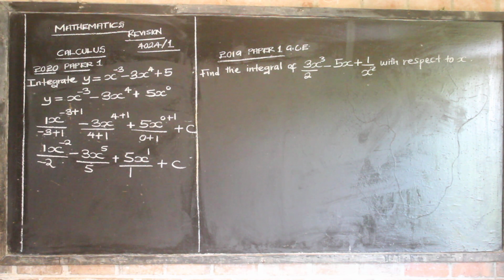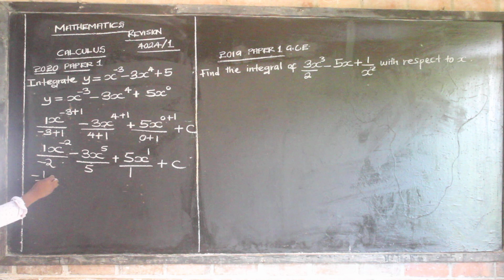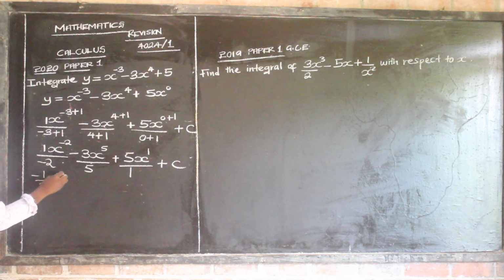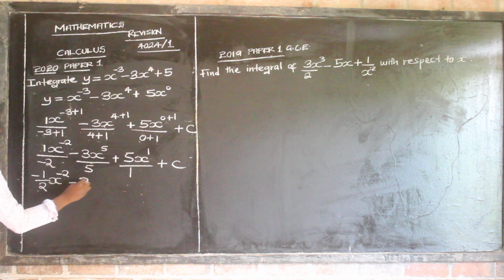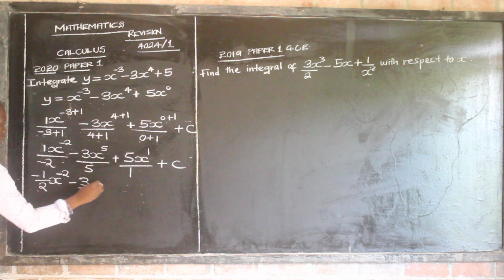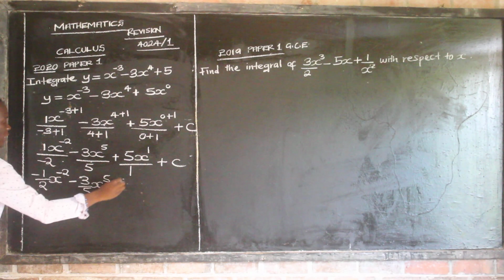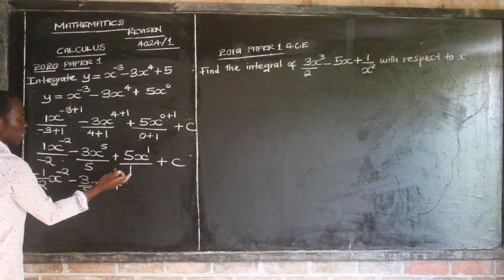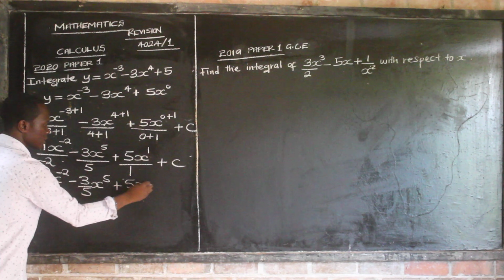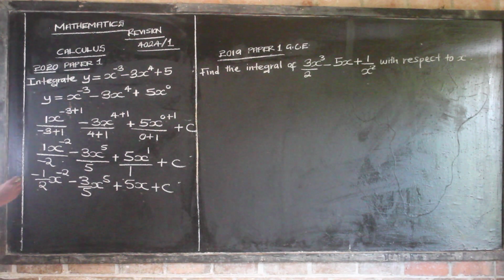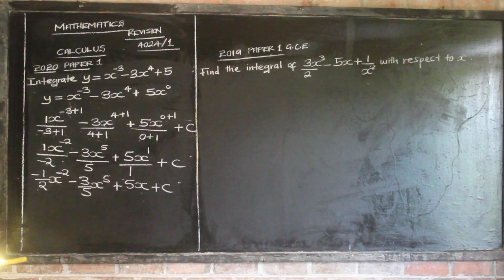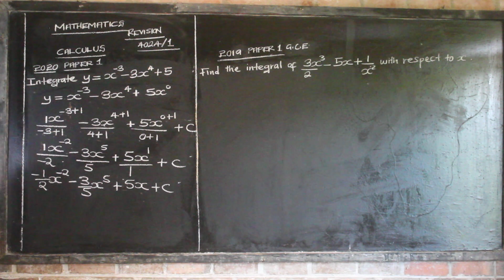So here, this one can also be written as negative 1 over 2 x to the power negative 2 minus 3 over 5 x to the power 5 plus 5 into 1 into x, you get 5x, plus c. Okay, so you can leave your answer at this level, but it is advisable to leave this power. You're not supposed to have a negative power, in short.